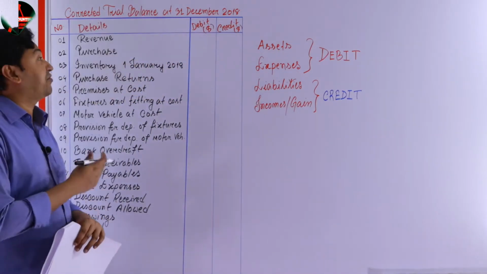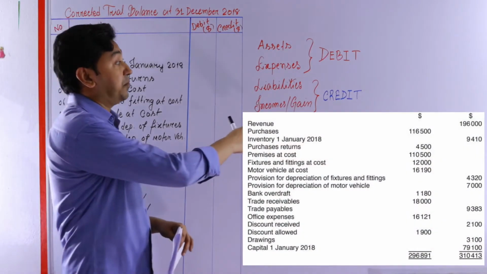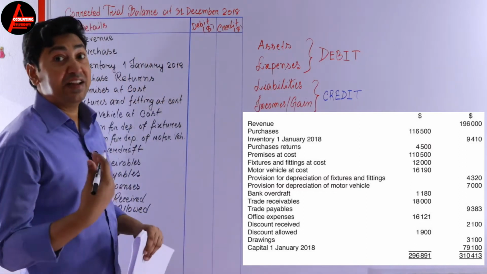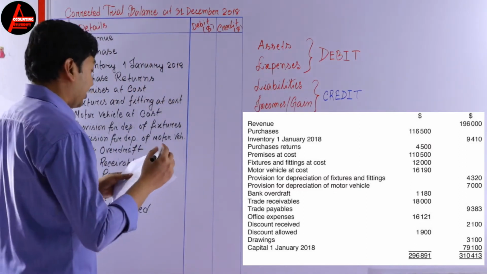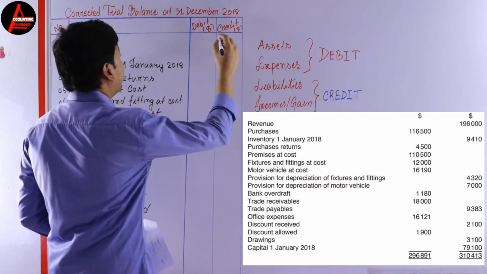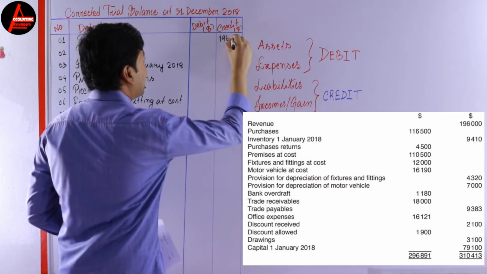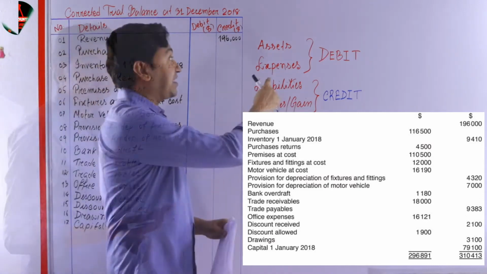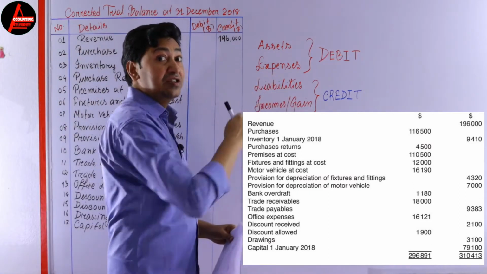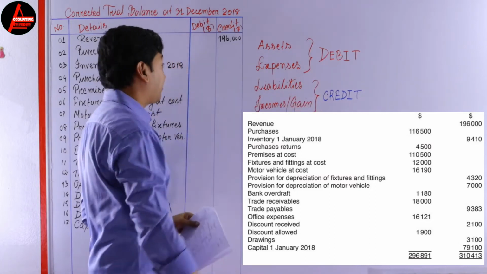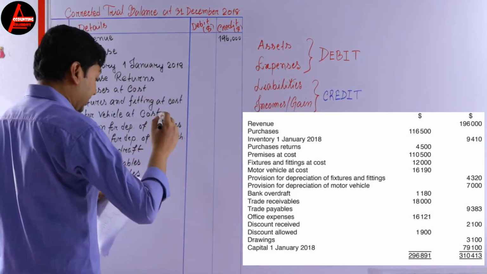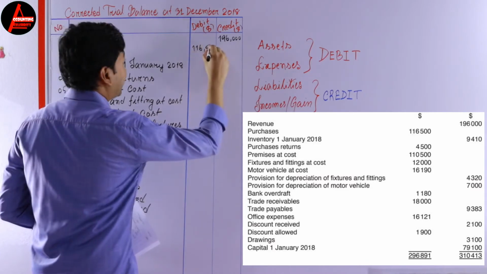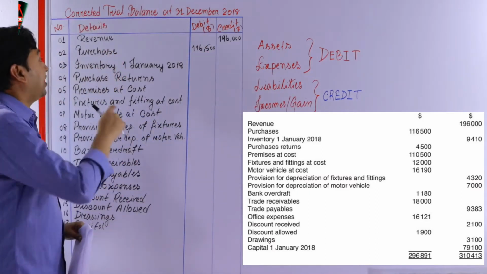First one is revenue. Revenue is an income, it's a gain, so it has a credit balance. We have to write it on the credit side: $196,000. Then we have purchases. What is purchases? It is an expense for the business. Expenses have a debit balance, so we write purchases on the debit side: $116,500. Very good.